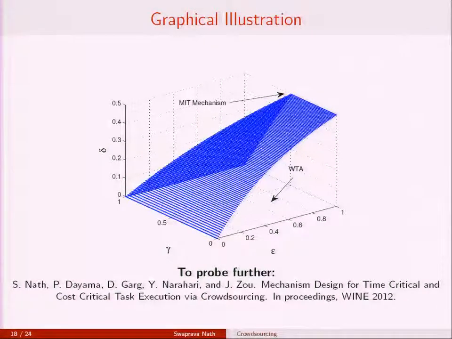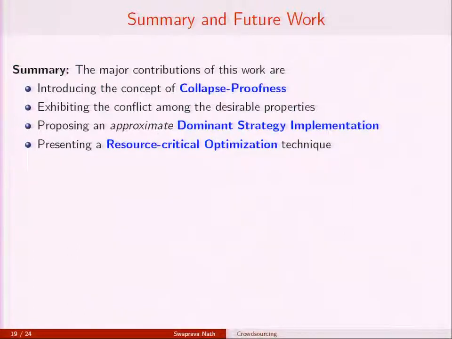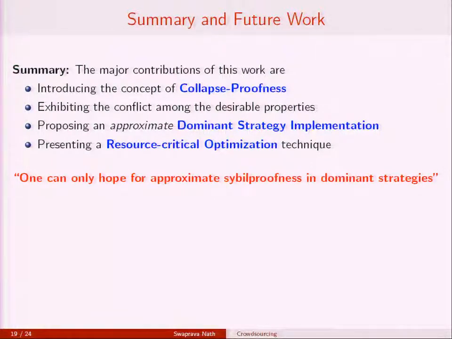To summarize, what we have shown is we have introduced this property called collapse proofness, and we have also proposed an approximate dominant strategy implementation, and we have shown that under certain resource-critical optimization, where the optimization goal is to minimize the total cost, you can have a precise characterization of those mechanisms. Putting everything in one single line, one can only hope for approximate Sybil proofness in dominant strategies. That will be one take-home message for this particular work.